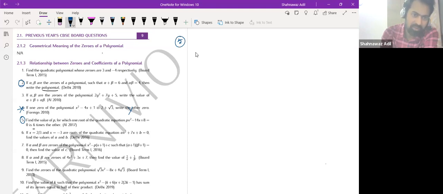Find the value of p for which one root of the quadratic equation is 6 times the other. Let's say we have one root as alpha. So the other root is 6 alpha. So you guys have these two roots, right? Then you have to find out the value of p, right?